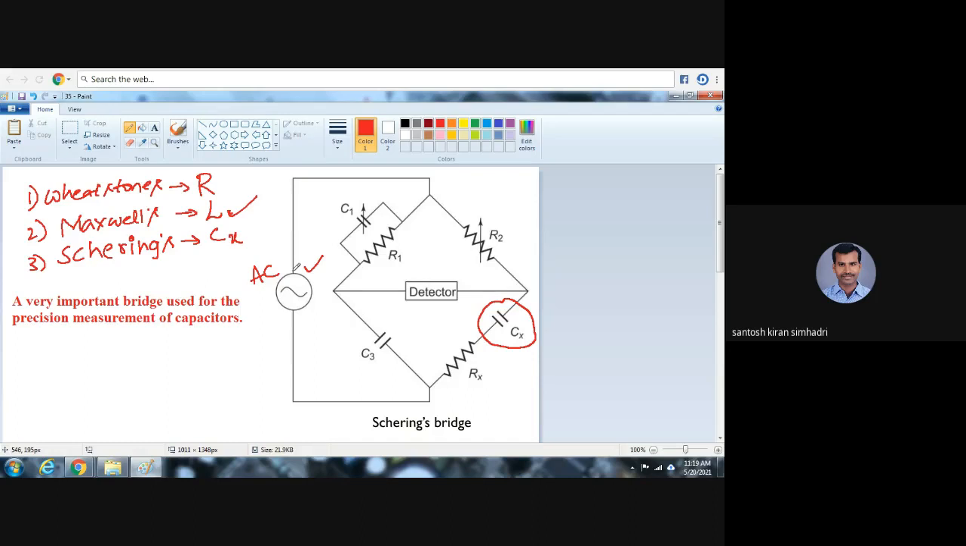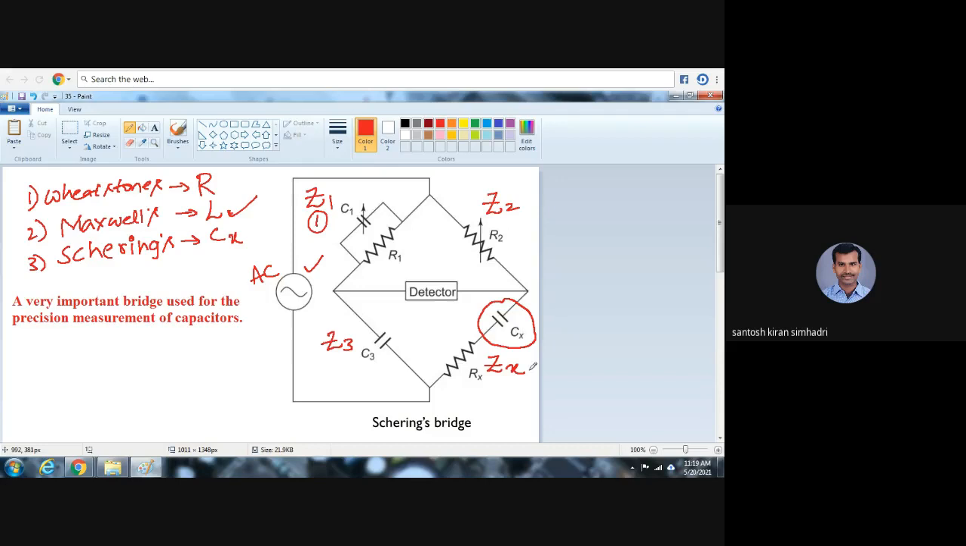Now coming to one by one discussion. What is the first one? This can be treated as ARM1. So we can write this as Z1. What about this one? This is Z2. So now ARM3 is changed. ARM3 in Wheatstone bridge and Maxwell's bridge is just taken as R3, but here the Schering bridge takes it as C3. And this is the final ARM, we can call Z4 or ZX.